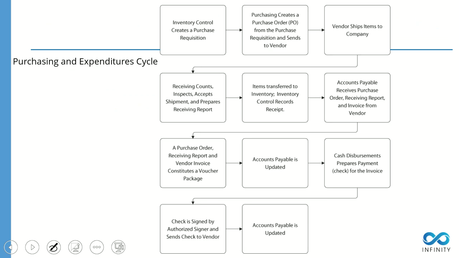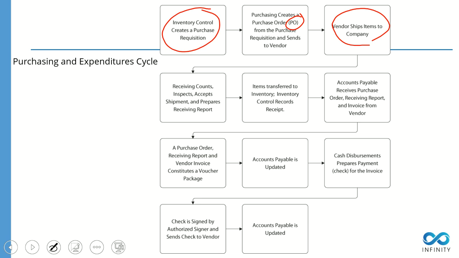So you can see here in a diagrammatic format, first inventory control creates a purchase requisition. In the inventory control module, maybe an employee or a department head is making a purchase requisition. They want to buy something. Then purchasing creates a purchase order, PO. So whatever request they got, they will make a PO. And this PO will be sent to the vendor, and the vendor ships the item to the company.